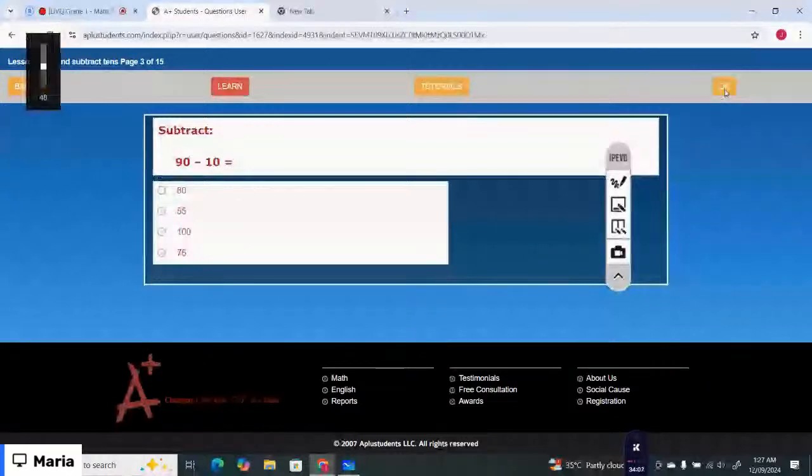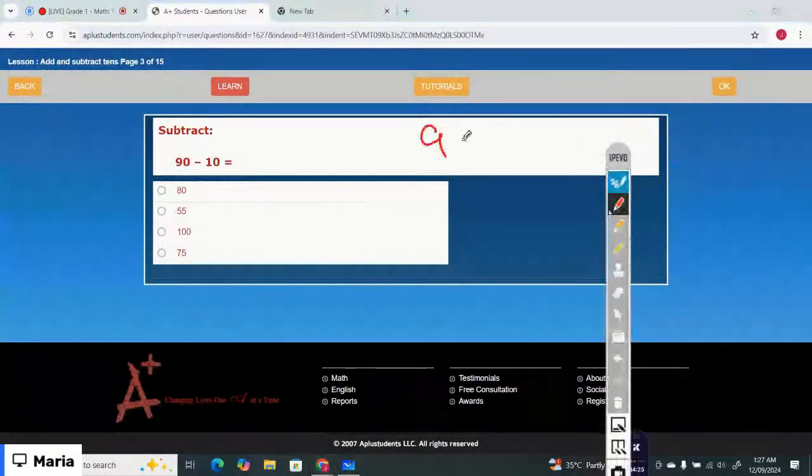Okay, 90 minus 10, which is the correct option? The next one is 90 take away 10. So how do we subtract? Both the numbers have exactly the same number of zeros, right? So simply write them down one above the other. Start subtracting from the ones digit. 0 take away 0 is 0. 9 take away 1 is 8. So the correct option is 80. Option number 1 is the correct option.